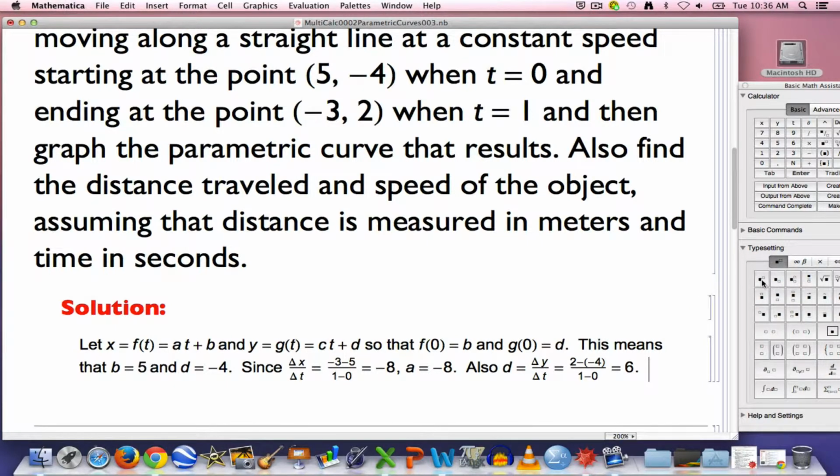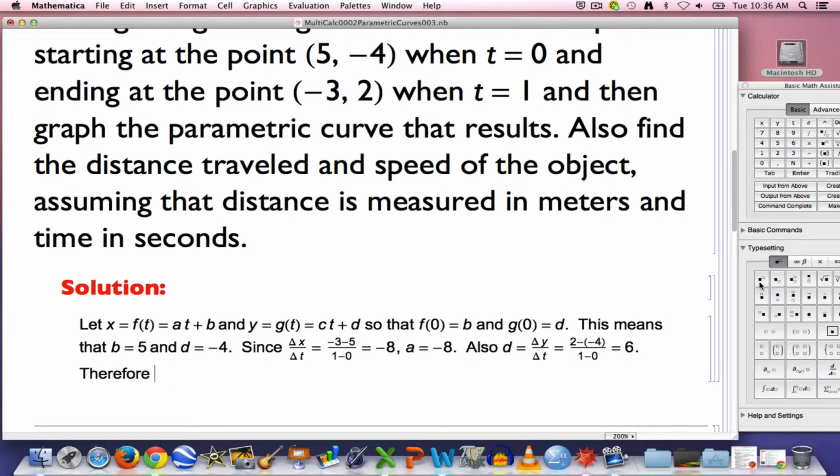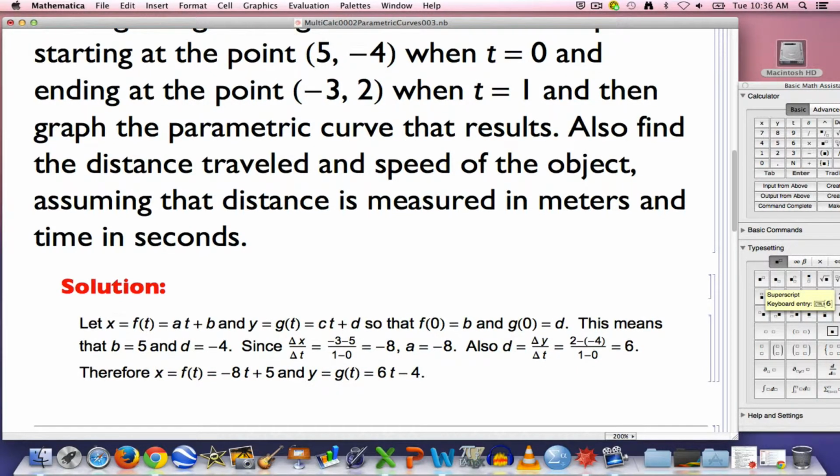So our answer is x equals f of t equals at plus b. That will be negative 8t plus 5. And y will equal g of t. That will be 6t minus 4. That's our system of parametric equations that defines the motion that we want here, straight line at a constant speed.